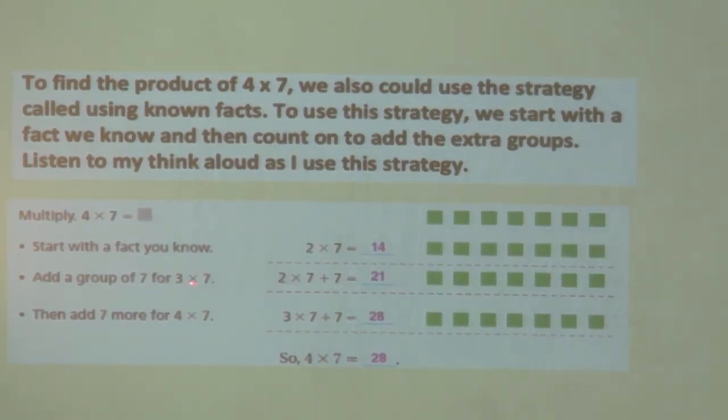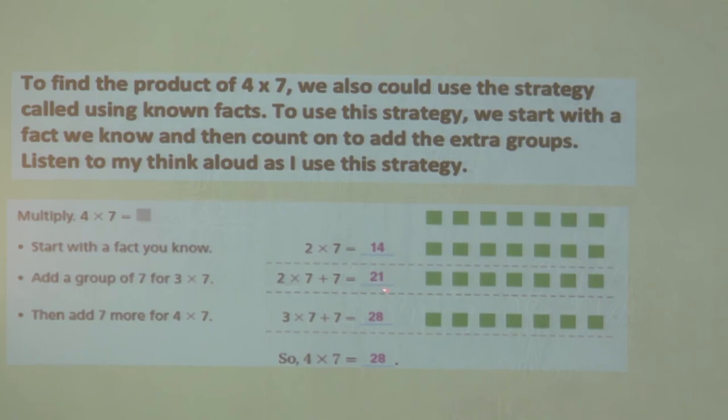Add a group of 7 for 3 times 7. So I have 2 times 7 is 14, plus 7 more would be 21. Let me keep going. Then add 7 more for 4 times 7. 3 times 7 plus 7 equals 28. So 4 times 7 is 28. That strategy is using a known fact, and then adding to it.